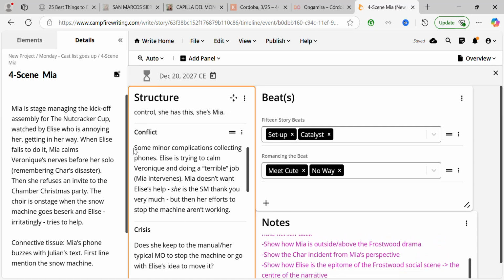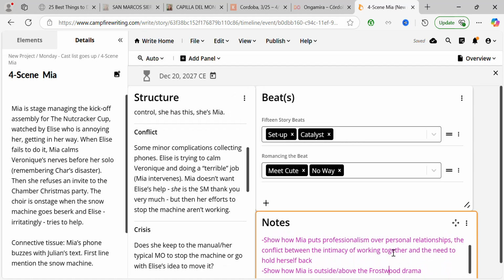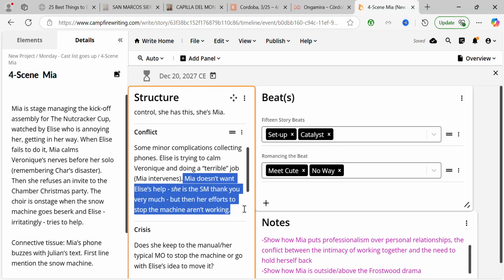And then we have conflict, and all of these conflicts are meant to reinforce the functional things on the side here. So again, minor complications. Mia has to collect phones. We're showing that she has power. Elise tries to intervene and she doesn't do a great job. And Mia's like, stop it. I'm the stage manager. Go away, blah, blah, blah.